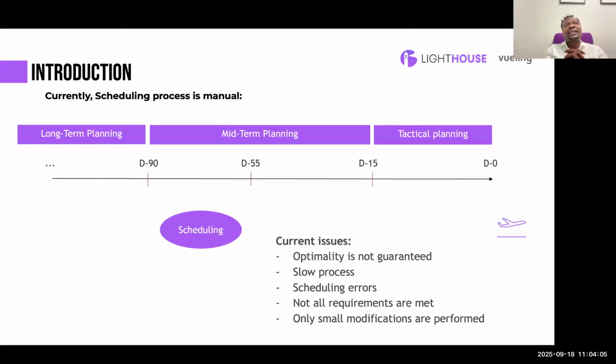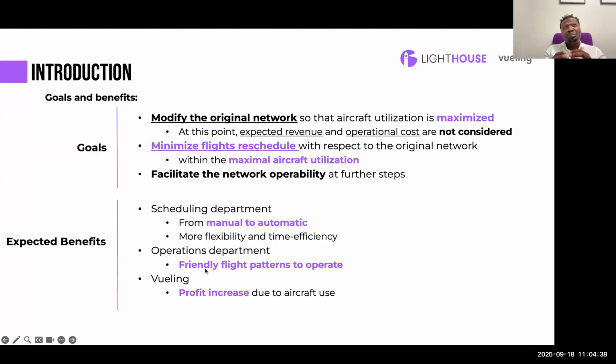Now, focusing on the case of Vueling, the scheduling process nowadays is manual. That means that an optimal solution is not always guaranteed. The process is slow, there can be a lot of scheduling errors, and many requirements are unmet. That means in practice, only a few adjustment optimizations are performed.